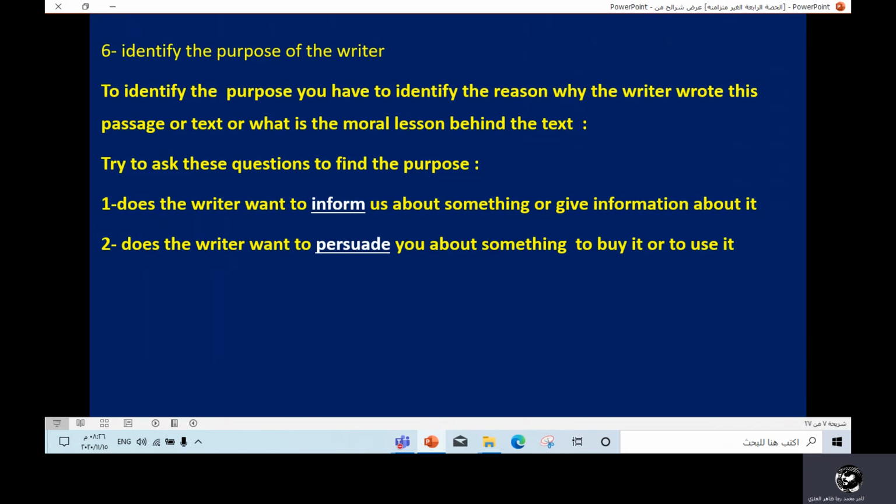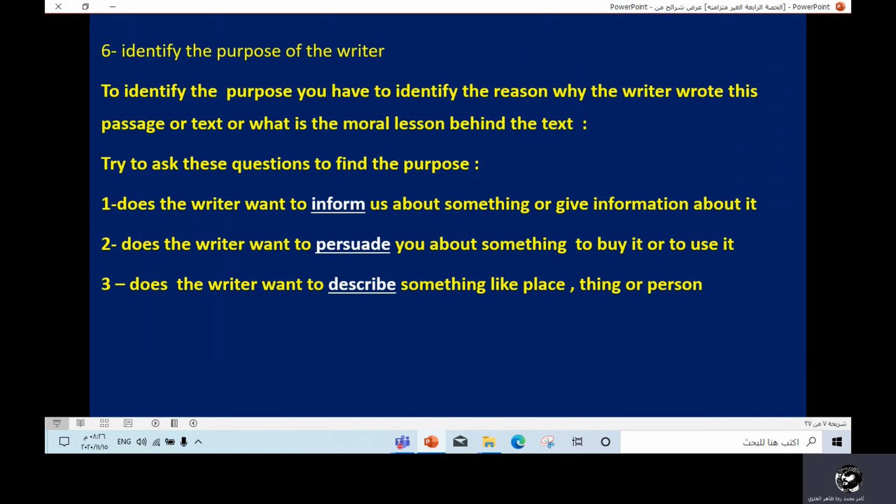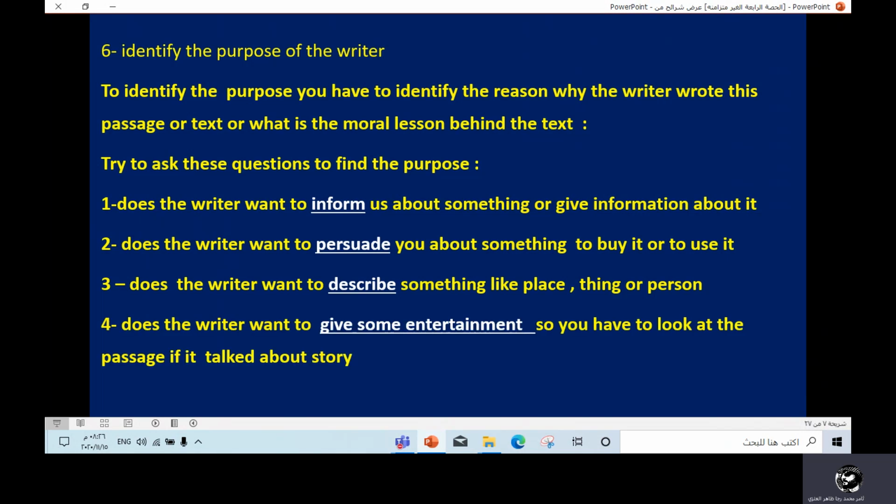Does the writer want to persuade us about something, to buy it or to use it? Does the writer want to describe something like a place, thing, or person? Does the writer want to give some entertainment? So you have to look at the passage if it talked about a story. And what is the moral of that story?